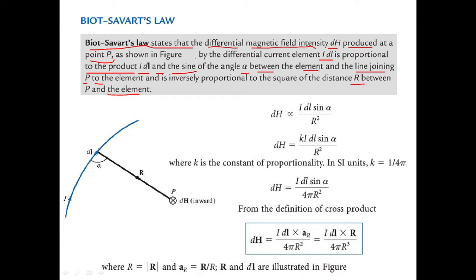Here they have placed a conductor. You can consider it as a wire, and the current flowing in this wire is I amperes. We don't know the length of this wire, so for the sake of analysis we cannot consider the whole length. What we have to do is consider a differential length. I'll consider a differential length like this, of some length dl. This is the differential length dl.